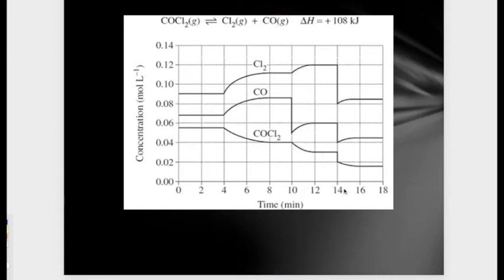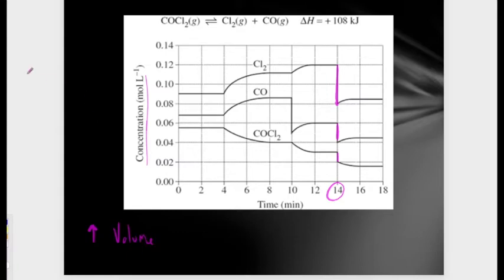Did you guys figure out what happens at 14 minutes? Now this one is interesting. At 14 minutes, these all drop dramatically. What change could I have made to the system to get them to all drop dramatically at the same time? Well, these are gases. And what could I do to decrease their concentration all at the same time? I must have increased the volume of the reaction vessel.